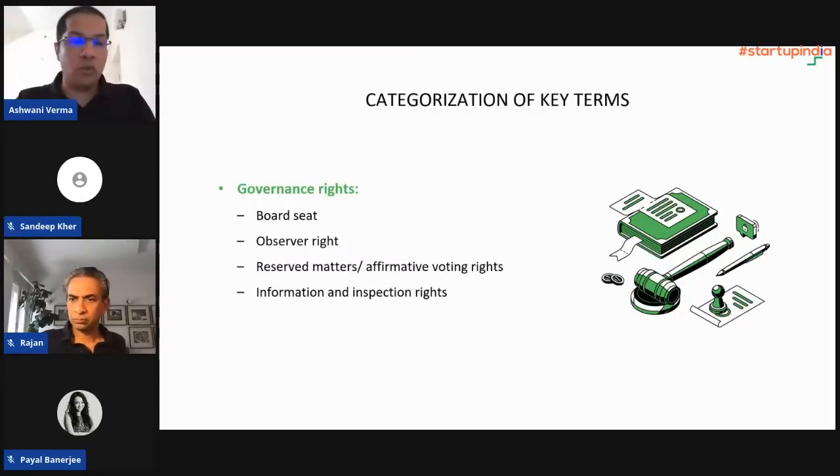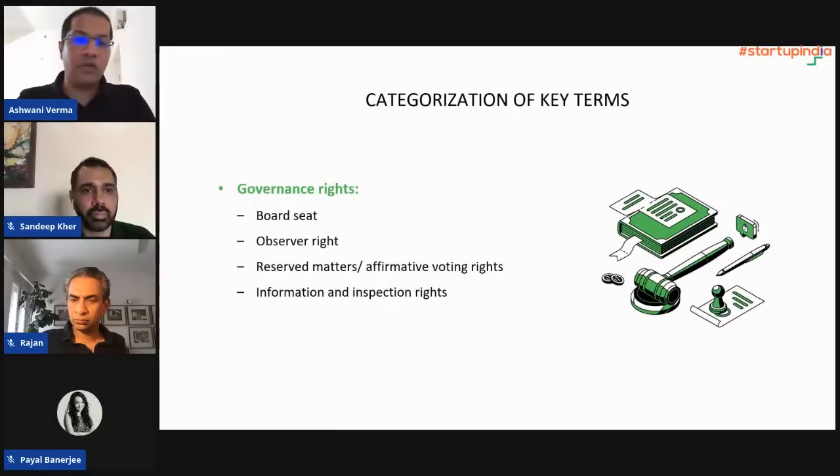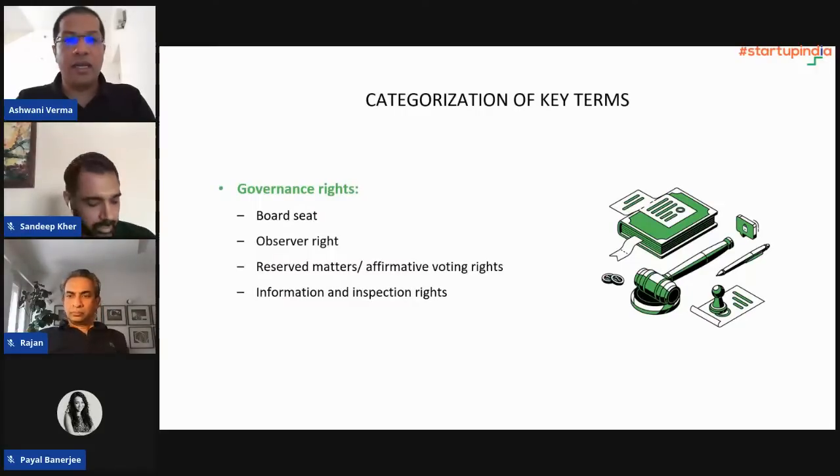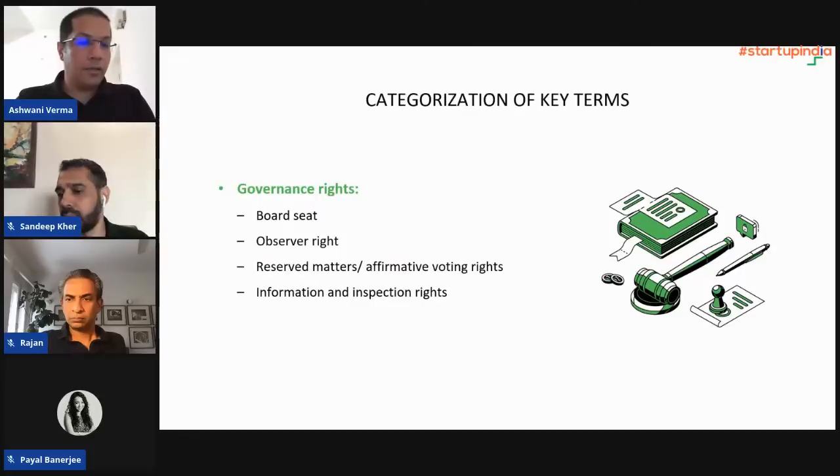Once again, something Surge doesn't prefer to have at an early stage, but some of Sequoia's other seed stage investments would have affirmative voting rights as well. And most of the angel investors or seed stage investors do prefer to have certain affirmative voting rights at this stage. The last governance right which we would prefer to discuss here are information rights and inspection rights.